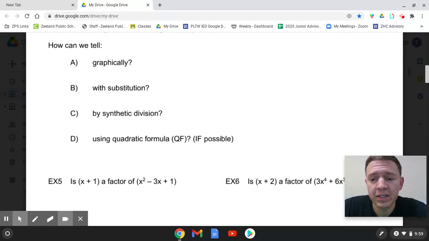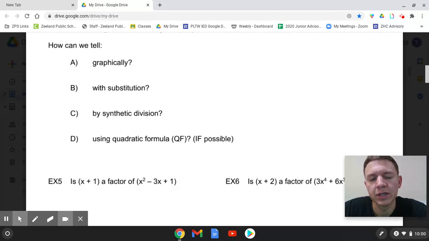You can do it by synthetic division. So I could take x plus 1, take the negative 1, and just synthetically divide into x squared minus 3x plus 1, just like we did before. If it comes out 0, then it's a factor. Or we could use the quadratic formula.